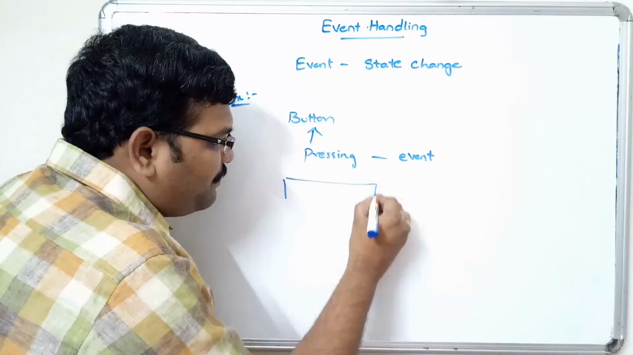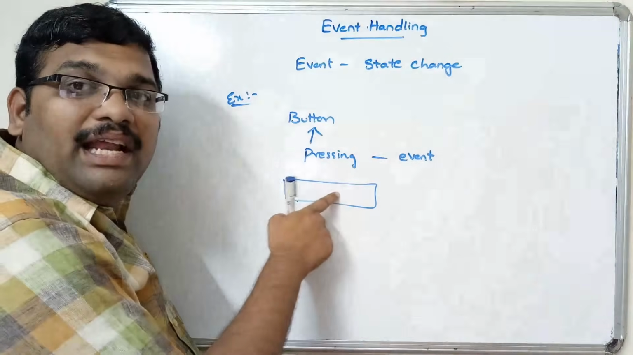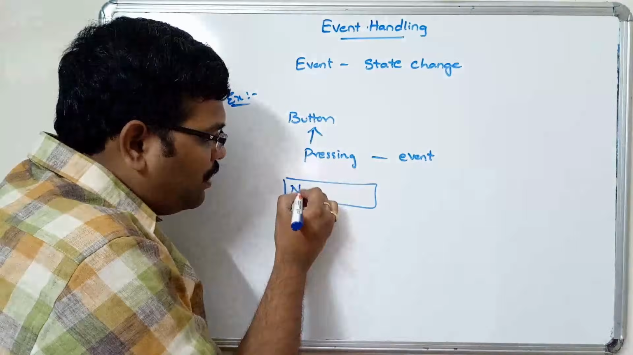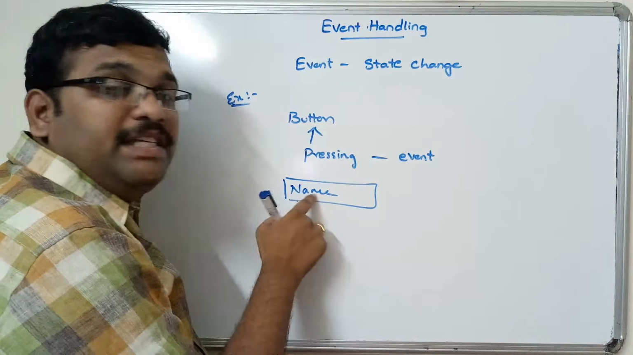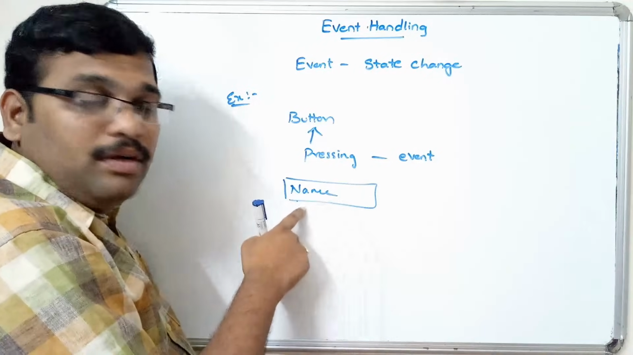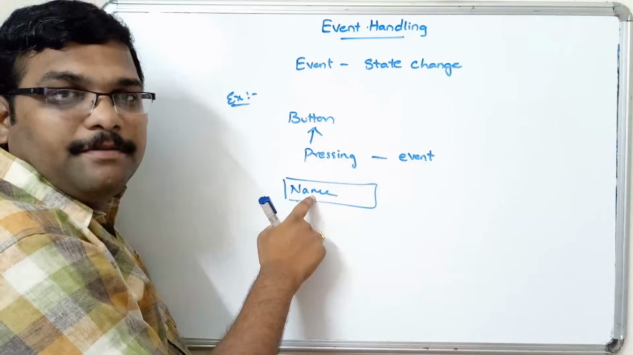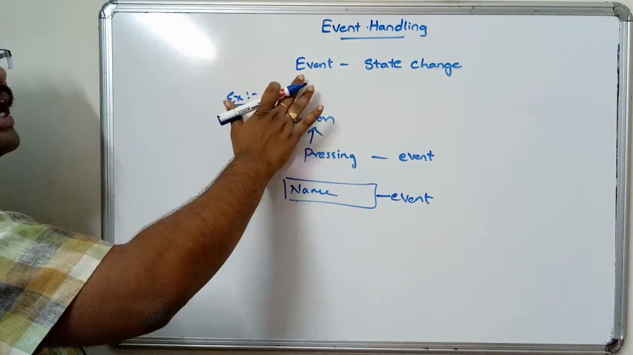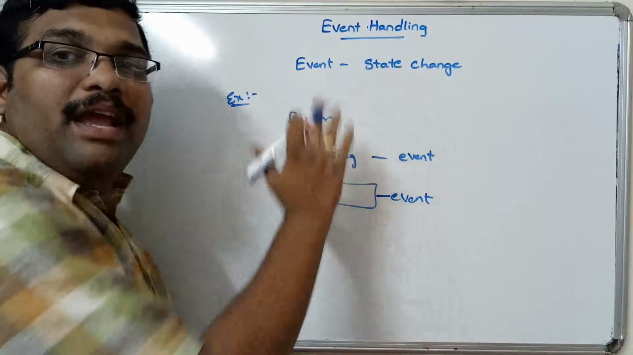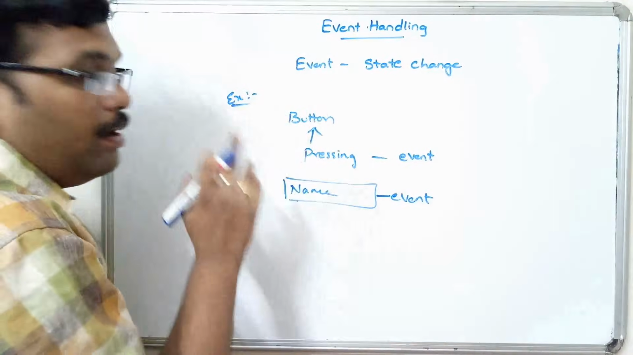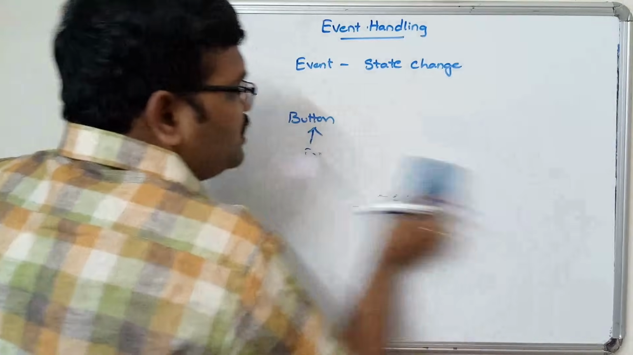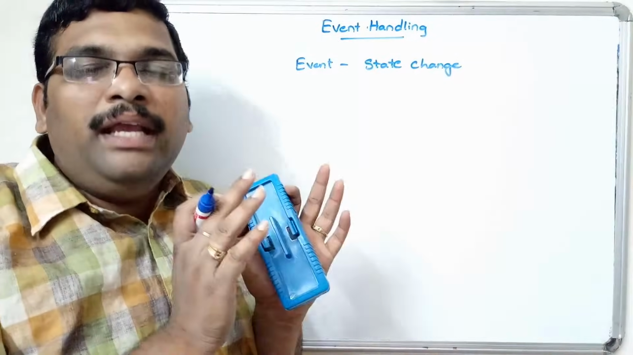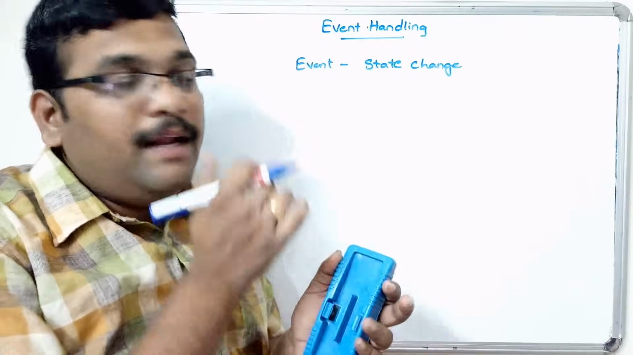If you take the text field, initially it is empty, and if you type any letters in this text field, right, the state will be changed. Empty text will change to text field with some text. So this is also an event. So generally we can say an event as a state or a behavior change. Now the concept is how these events should be handled, right?